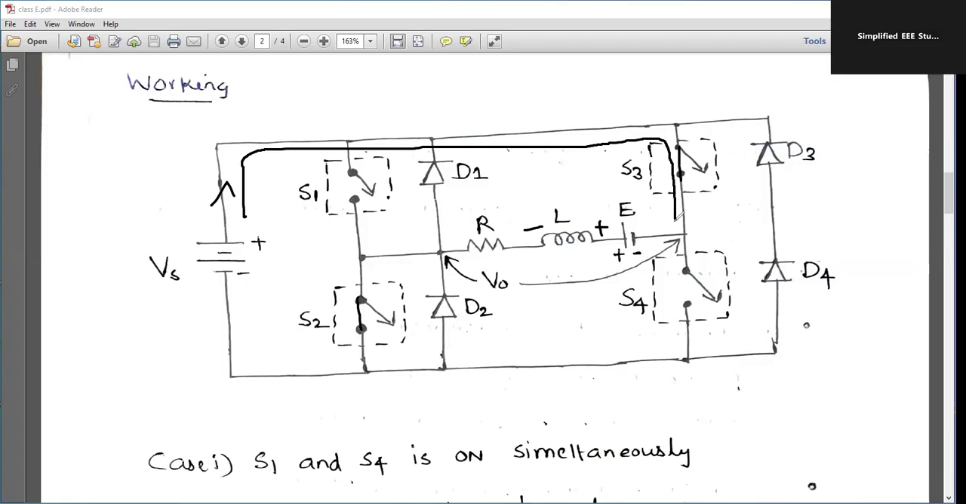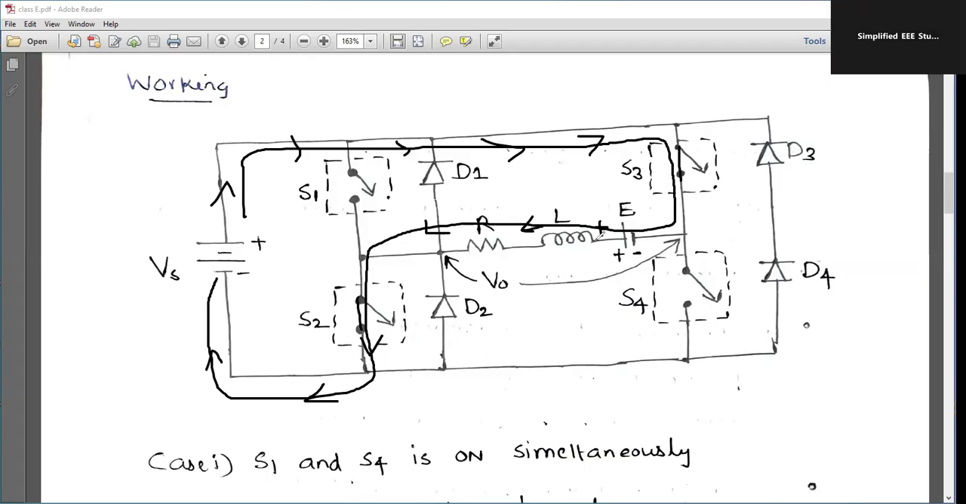So now you can see the direction of current. This will pass in this particular direction, and finally it will come back through S2. Then it will reach the negative of the supply. So this is the way the current moves whenever the switches S2 and S3 are operated simultaneously. You can mark the direction of current. Here, what is the speciality?